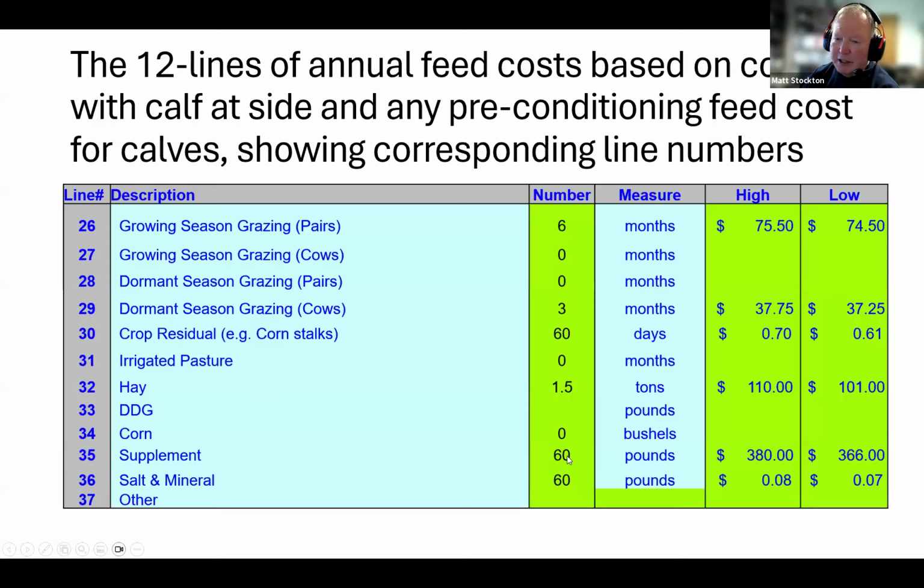I'm going to give them for 60 days, and it's going to cost, I'm going to give them a pound a day or whatever. So that's 60 pounds. Or if it was 120 pounds at 2 pounds a day or whatever I was going to do, I would put in there. And then this is what it's going to cost per ton. And it does the math for me.